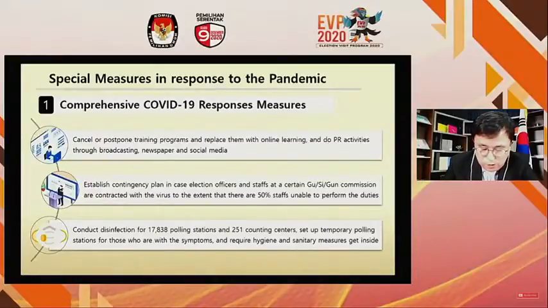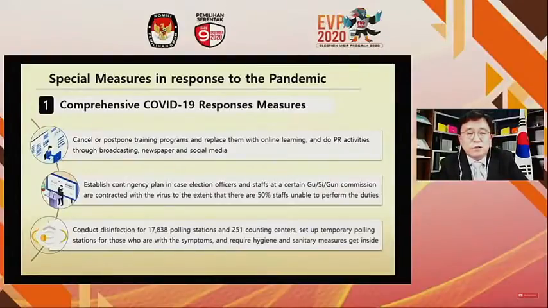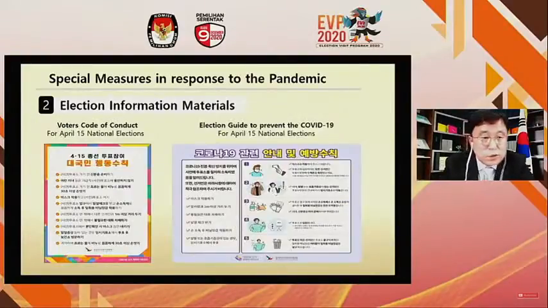Finally, we disinfected all the polling stations and counting centers, established temporary polling stations for those who were found with symptoms at the polling station entrance, and required all to wear a mask and a vinyl glove, sanitize hands, and get temperature checked before getting inside. Next, please.